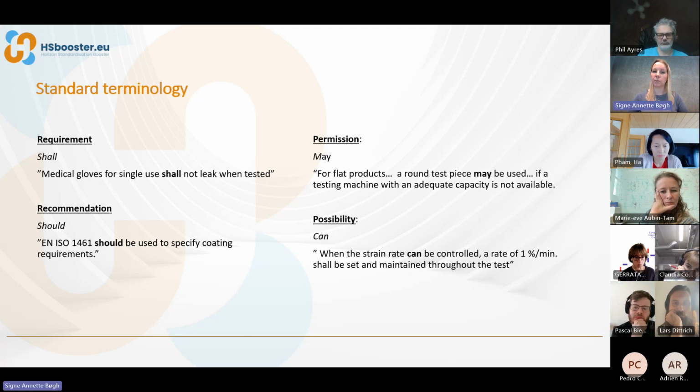And finally, we have the possibility of doing something. Here, the word can will be used. When the strain rate can be controlled, a rate of 1% per minute shall be set and maintained throughout the test. So here you actually have a sentence which has both can and shall. So if it's a possibility then you shall do something. So if you encounter standards, just make sure that you read the text carefully, so you make sure that you are doing the right thing if you would like to follow them or know about what's going on in the particular standard.